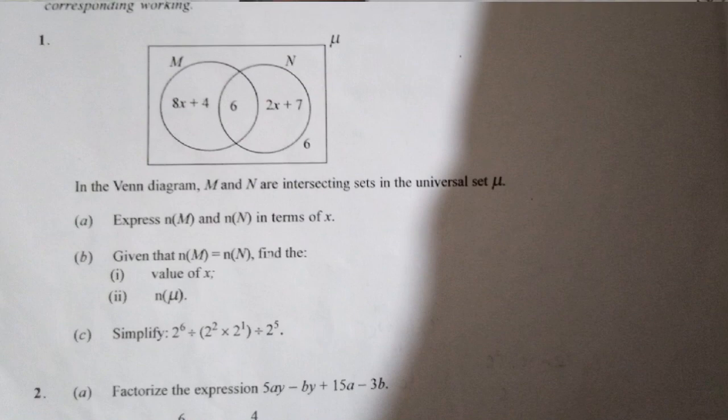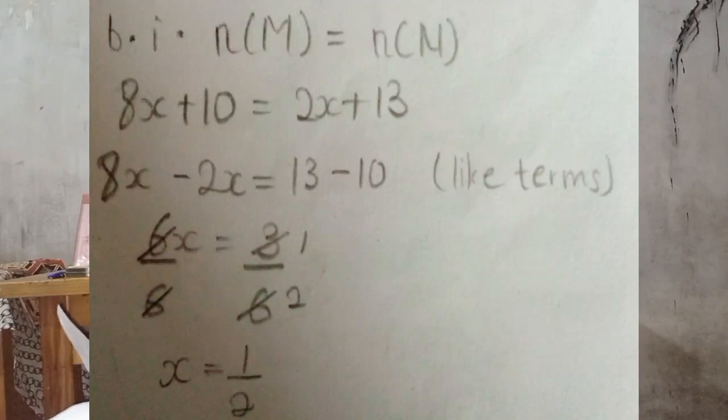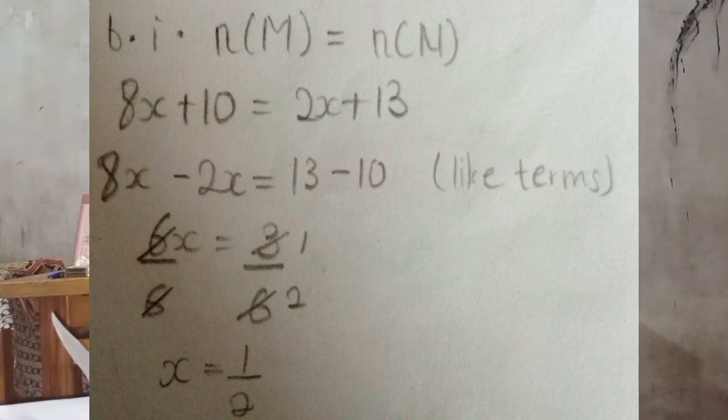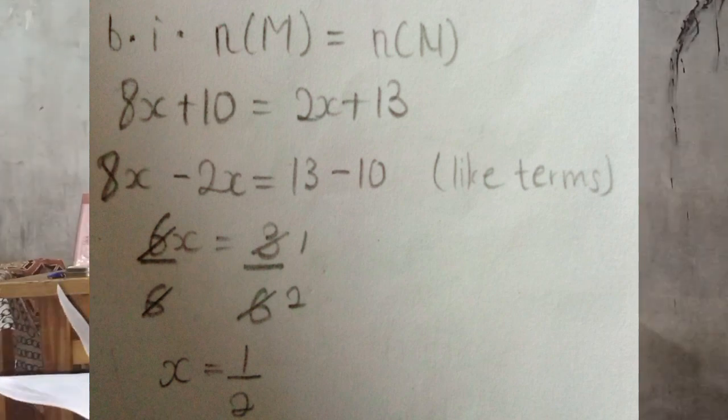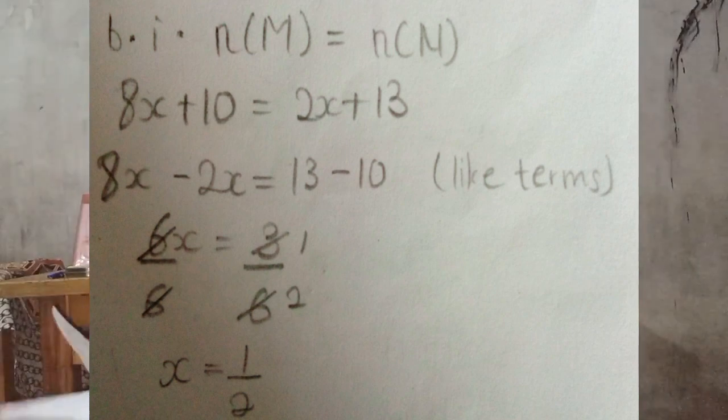Moving on to the next question, 1b(i). Given that n(M) is equal to n(N), find the value of x. In the previous question we solved, we know n(M) is equal to 8x plus 10, and n(N) is equal to 2x plus 13. So we just equate them together: 8x plus 10 is equal to 2x plus 13.